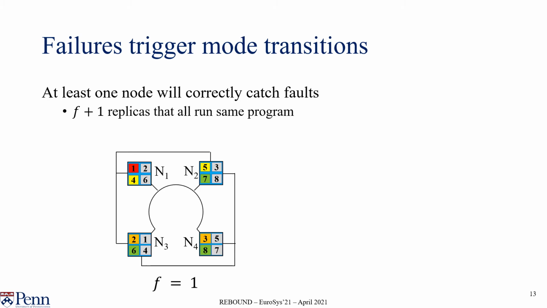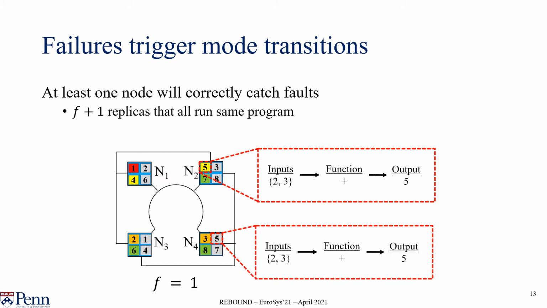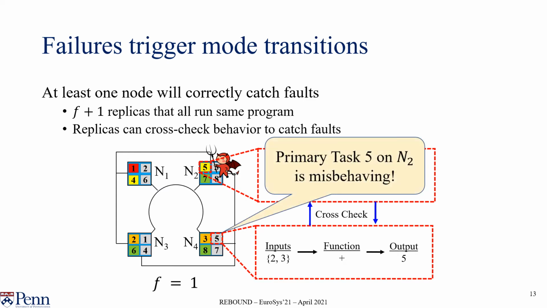Here, task number 5 is running in two places, one on node 4 and one on node 2. Both copies run the same exact program, taking a set of inputs to an addition function and producing an output. The two replicas will cross-check one another's behavior to catch when the other one becomes faulty. So for instance, if node 2 is compromised, the attacker may change the output to not match what the addition function should have outputted. Node 4, having cross-checked what node 2 is doing, will be able to catch the fault.